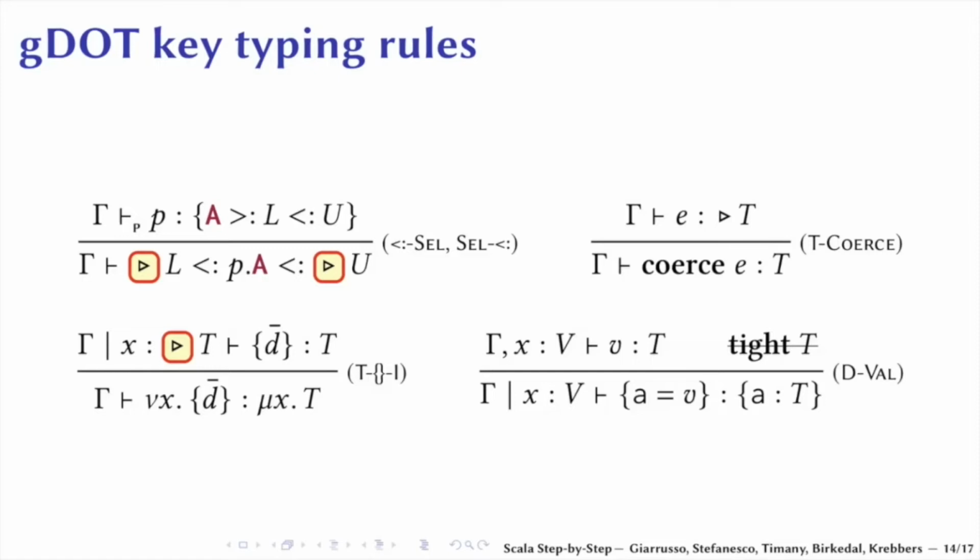Finally, DValue allows nesting objects inside other objects. Unlike in PDOT, nested objects support abstract type members, and this is possible because of the restriction we added to the rule for object introduction.